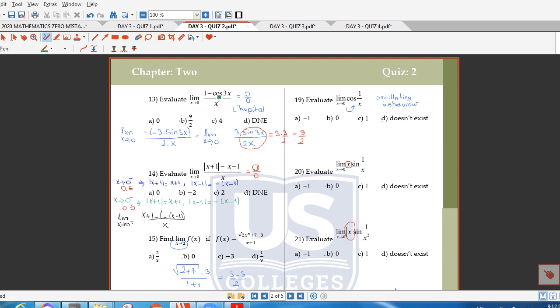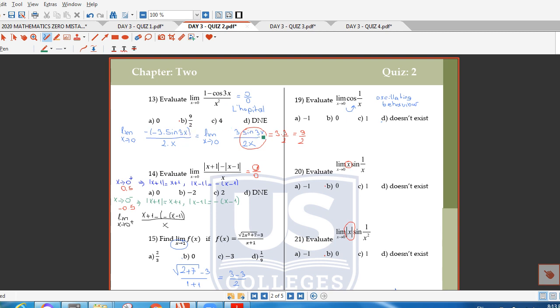Question 13. Normally we had 1 minus cosine x over x as 0, but it is not the same rule. The direct substitution is going to give us 0 over 0. So 0 over 0 is the case where we can use L'Hopital. By using the same limit, take the derivative of the numerator. There is a minus sign, and cosine 3x; the derivative of cosine 3x will be negative 3 times sine 3x. The derivative of the denominator is 2x.